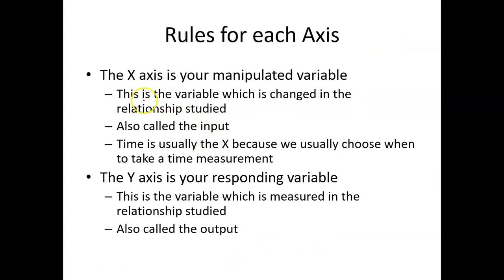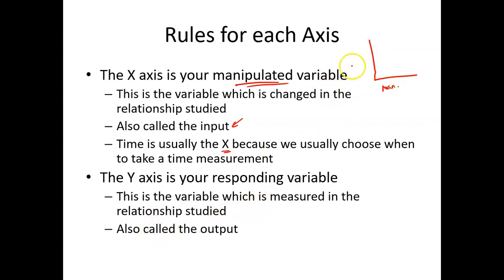Okay. The x-axis is always your manipulated variable. That is a variable that we cause the change in. It is the relationship being studied. We would call this the input. Time is almost always the x because we choose what time to make the measurement. So the x-axis, this is your manipulated.